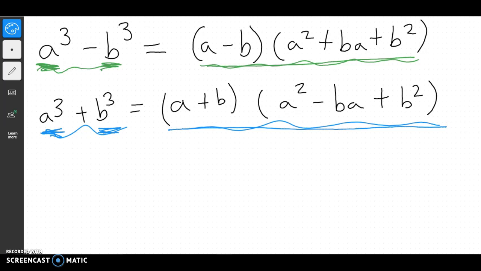Every single time. Let's see how this works, and then we'll prove it in a little bit. So, let's say I've been given this, and I want to factor it. Yesterday we couldn't, but today we can using this.